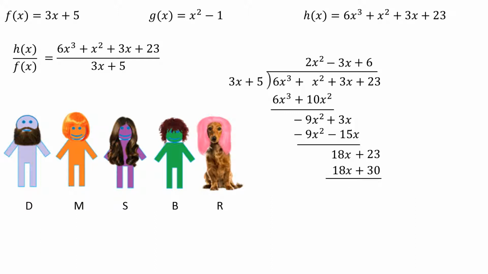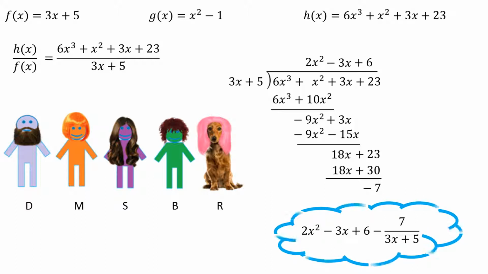When we subtract 18x, subtract 18x is 0. 23 subtract 30 is negative 7. Ooh, we've got a remainder. So our actual answer, 2x squared minus 3x plus 6 minus 7 over 3x plus 5. Right, because there was a remainder of negative 7, I put a subtraction symbol. 7's my numerator. And then because my divisor was 3x plus 5, that's my denominator.